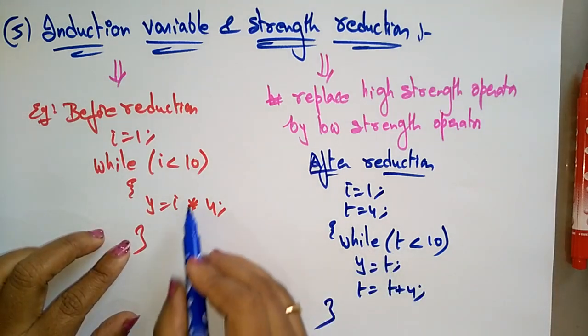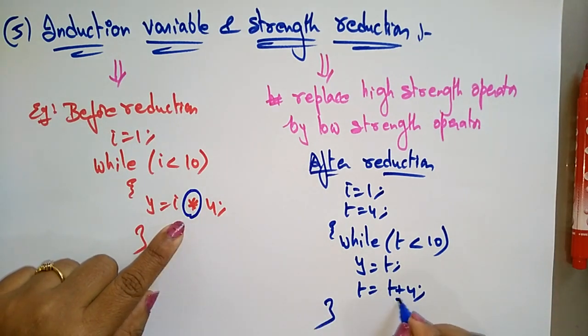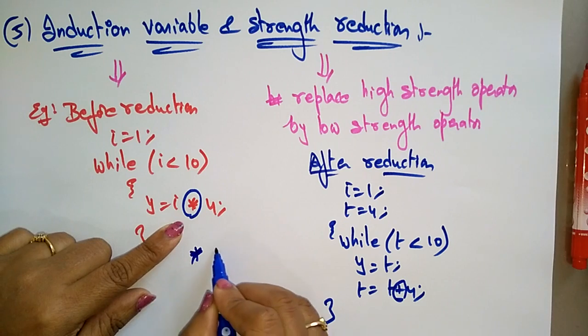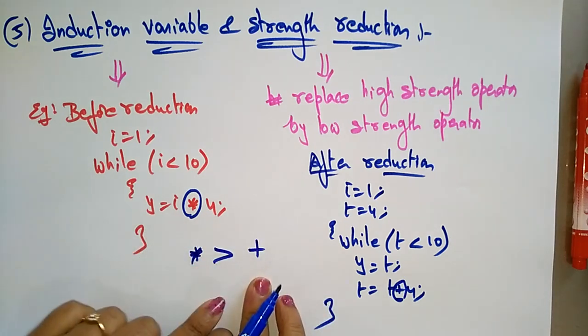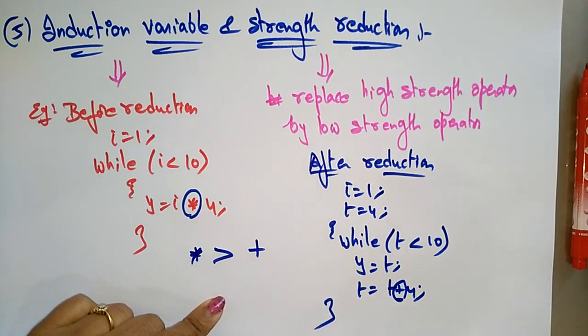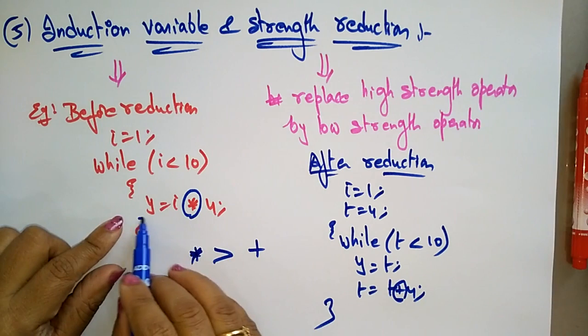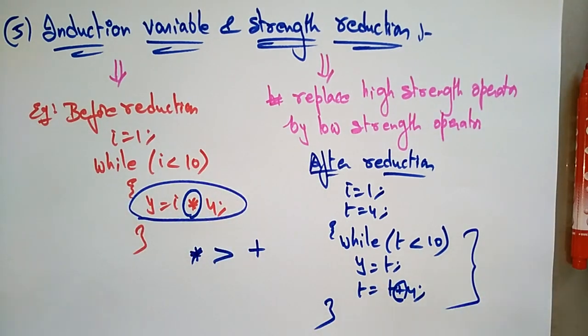How are we reducing the strength? Instead of using the multiplication operator, I used the plus operator. The strength of multiplication is more than addition. I want to replace the high strength operator by the low strength operator, so I replace these statements like this. Actually both codes do the same thing. So these are the different techniques of code optimization. Thank you.